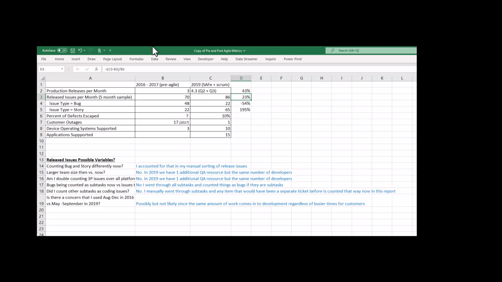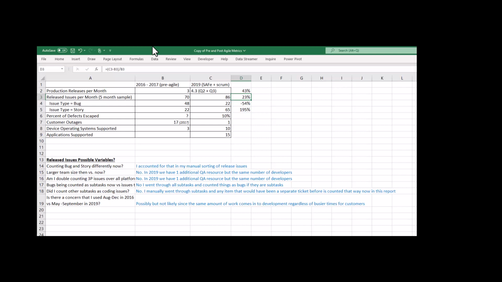That's a 23% increase. What about our bugs? Prior to our Agile transformation, we had 48 bugs per release. After our Agile transformation, we had 22. That's an improvement of 54% in bugs. Our quality was getting better.